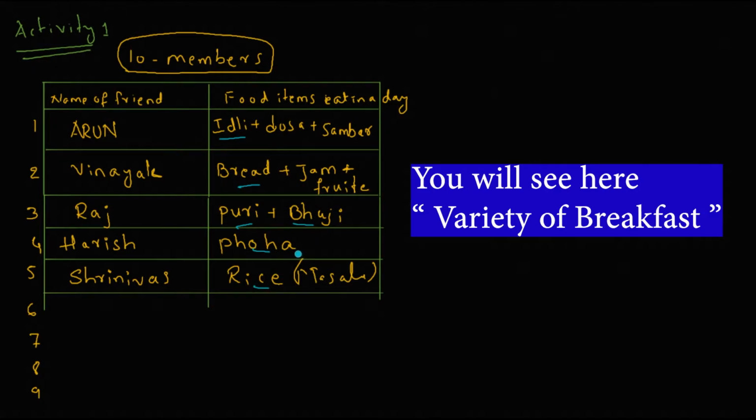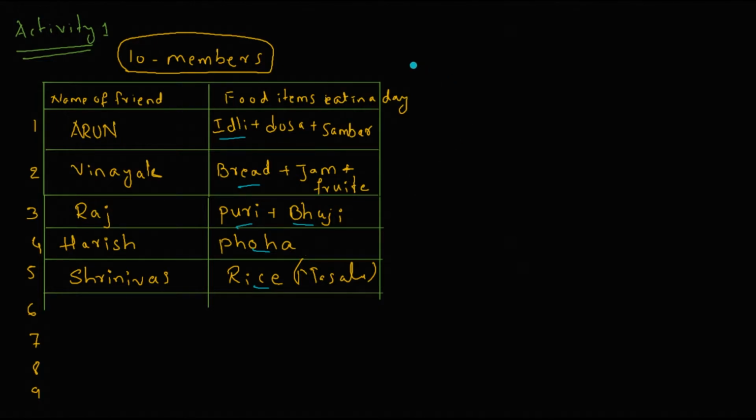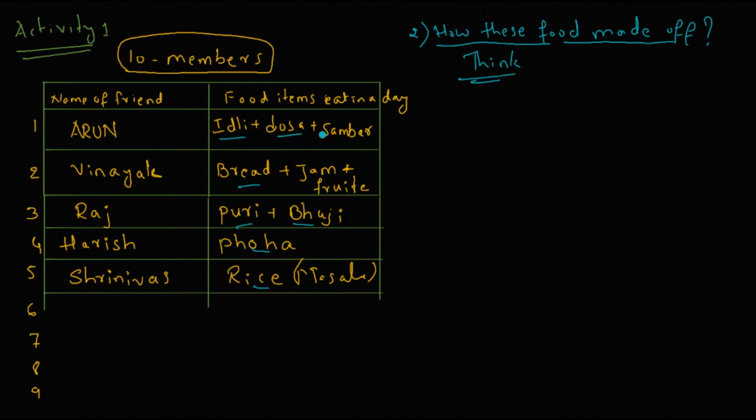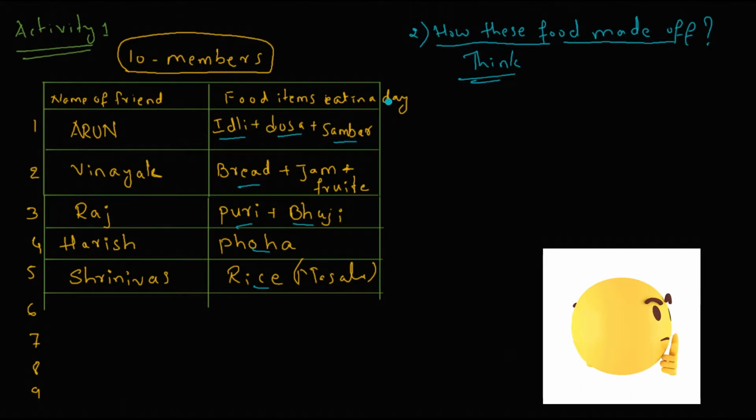Okay, so what are these foods made of? The immediate next question comes: how are these foods made? Just think in your mind how these are made. Obviously these are prepared at home as well as in the hotel. Nobody bothers at this age, but you will try to understand how these items are prepared. They are prepared in the kitchen, agreed.